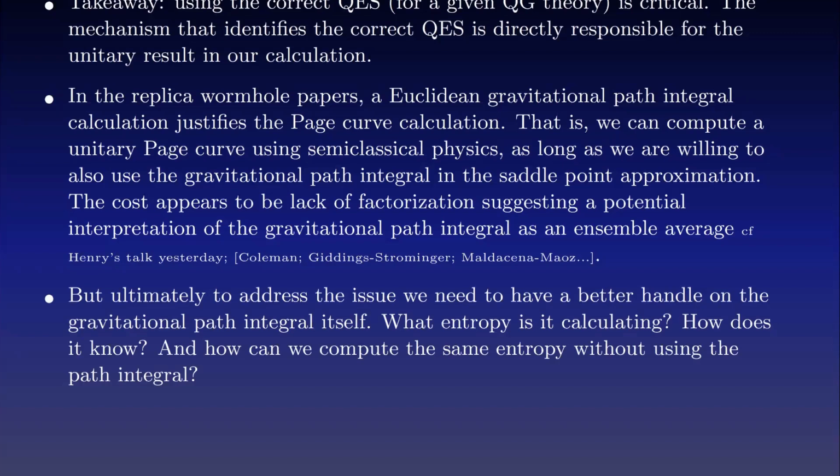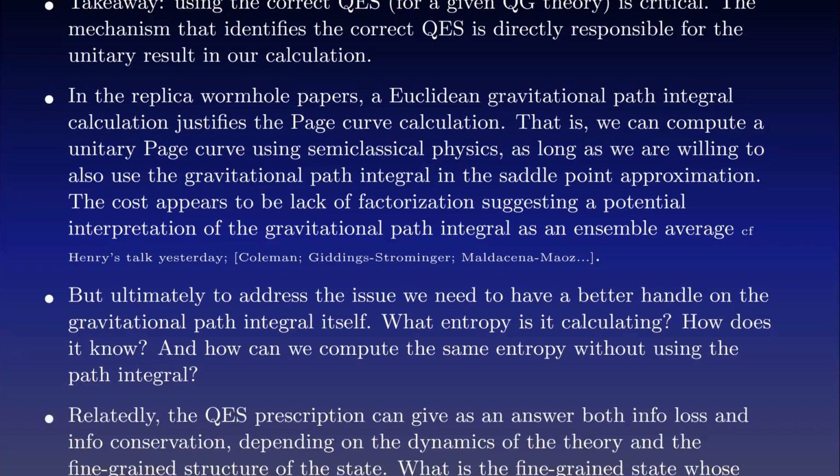What entropy is it actually calculating? If you just compute minus trace rho log rho, what is the rho that goes into this calculation? How does it know? How can we compute this entropy without using the gravitational path integral? And relatedly, this is related to the first point I was making. The quantum extremal surface prescription can give an answer which is both information loss and information conservation, depending on the dynamics of the theory and the fine-grained structure of the state.